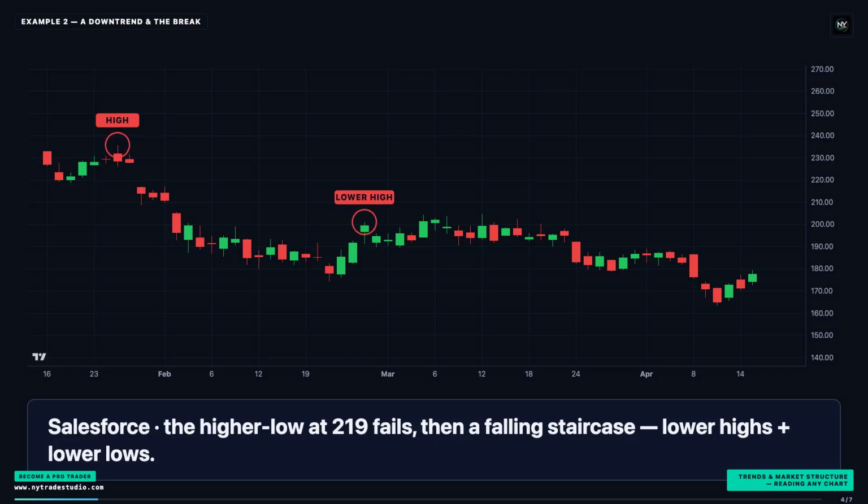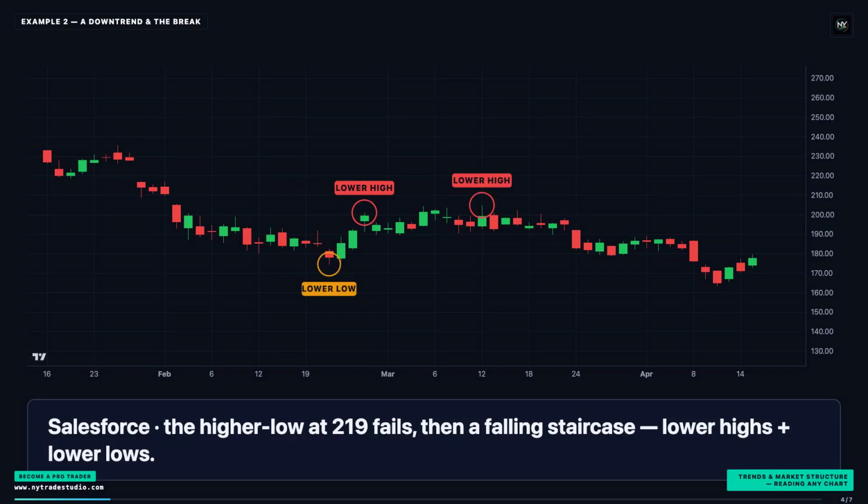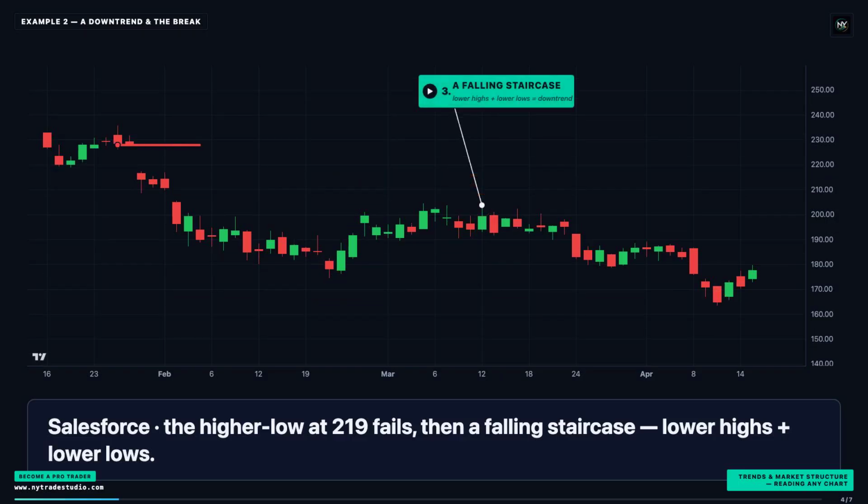Watch the next bounce. It tops out around 201, well below the old peak near 236, a lower high. Then a new low beneath the last one, a lower low. Another bounce, another lower high, another drop, another lower low, all the way down toward 163. Connect those falling peaks with a line and the new staircase is obvious. It steps down and down and down. Lower highs and lower lows, the textbook definition of a downtrend in plain sight.